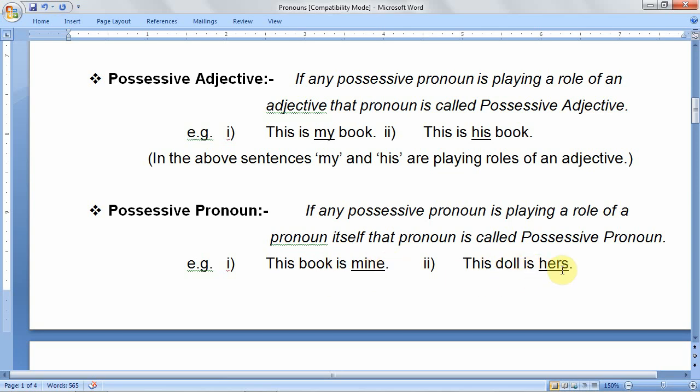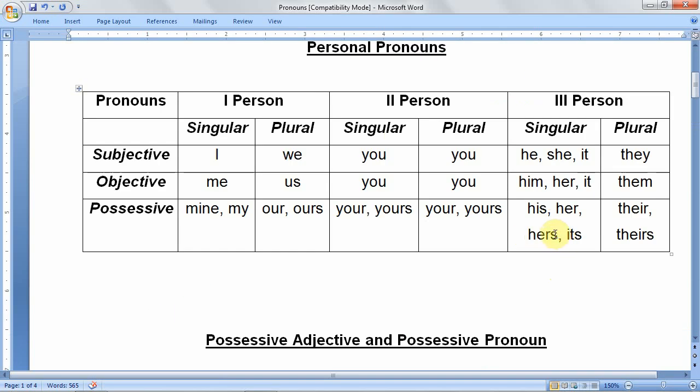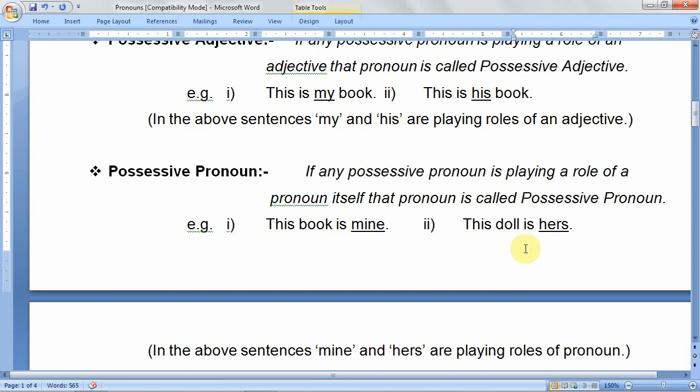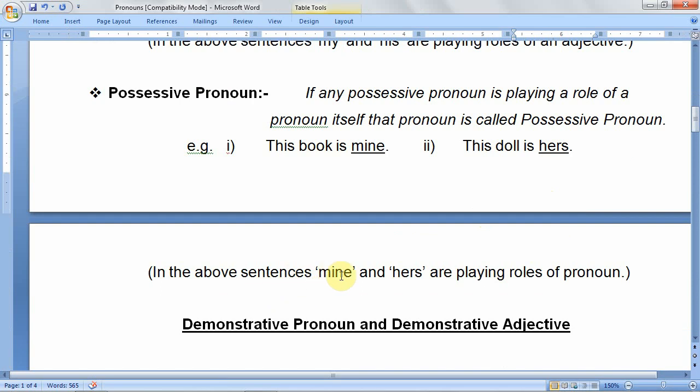So mine is considered a pronoun. This doll is hers. We had already learned about this: feminine gender. So this is a possessive pronoun. In the above sentences, mine and hers are playing the roles of pronouns. You will clear your doubts again later, in demonstrative pronouns and demonstrative adjectives, so don't worry about it.